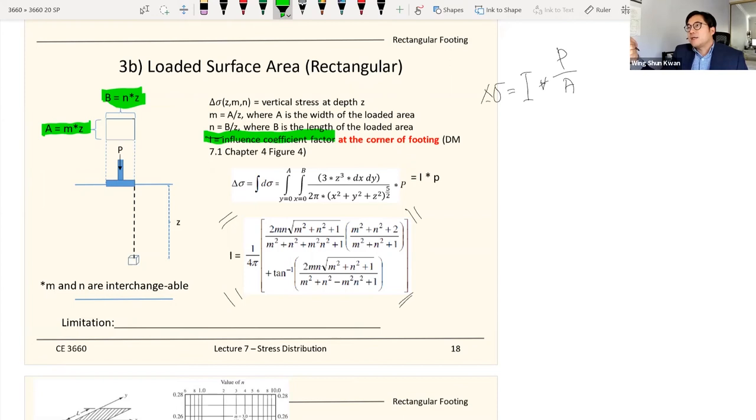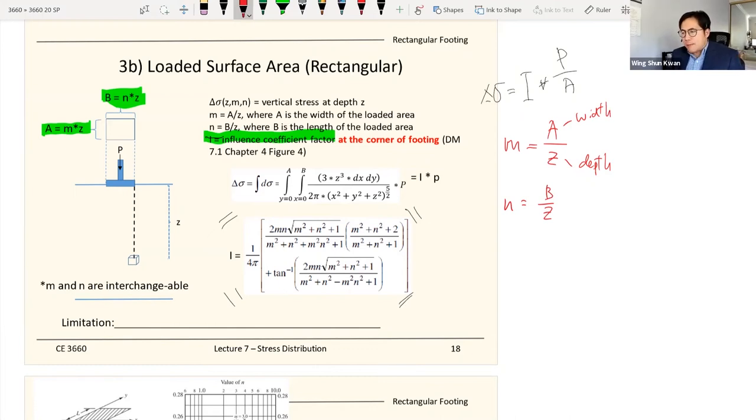So now to define this, the length and the width for rectangular footings, we normalize by the depth. M and N are interchangeable. So what is M? M, in fact, is the width of the foundation divided by the depth. So this is the width, and this is the depth. And N is equal to L over Z, the length divided by the depth. And M and N are interchangeable. We will try to show you why they are interchangeable.